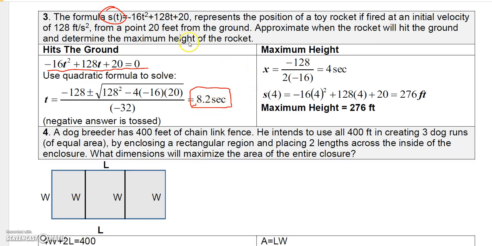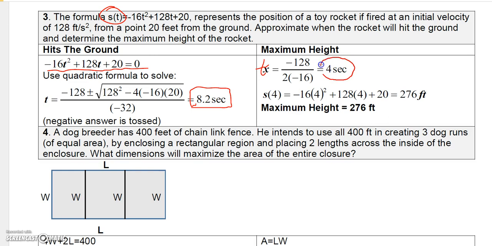Now, as far as the maximum height, all I have to do is use the vertex formula. So I'm going to calculate the x value, and actually this really should be a t. So that should be a t value. So the t value would be minus b over 2 times a. So it would be minus 128 over 2 times -16. See, because a is -16 and b is 128, and so that's minus b over 2a. And if you calculate that, you'll get 4.